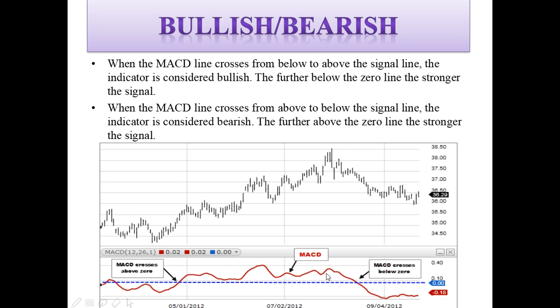And here, when the MACD crosses from above to below the signal line, the indicator is considered bearish and it's a good signal for selling. So the further above the zero line, the stronger the signal. So as we can see here, this is how the MACD indicator is used. This here is a buy signal and this here is a sell signal.